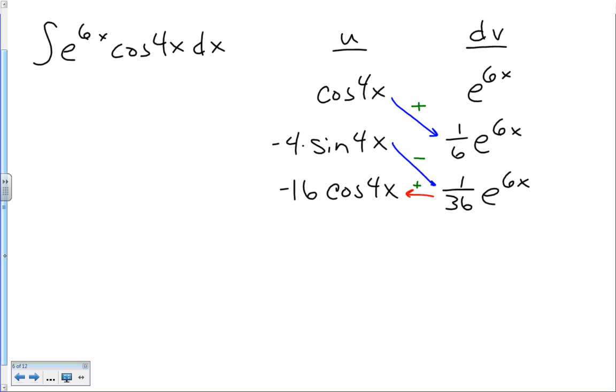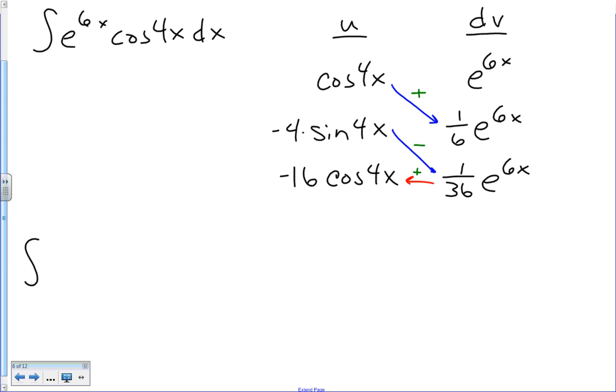Actually, you're going to see there's a little bit more to this one. Let's write down our original integral. It was the integral of e to the 6x cosine of 4x dx. And that's equal to, I'm going to put the 1/6 out front here, 1/6 e to the 6x cosine of 4x. And then it's minus, but there's a negative there. It's a negative 4x, so it's going to turn out to be plus here.